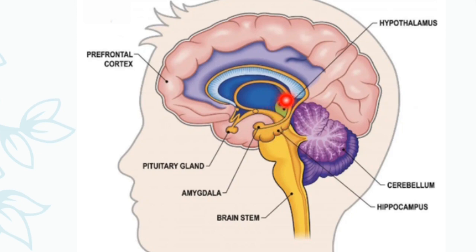So here you can see this is the hypothalamus, this is the hippocampus, this is the amygdala, and the rest of the labeling you can read it. The prefrontal lobe, prefrontal cortex, the pituitary gland, and the cerebrum.